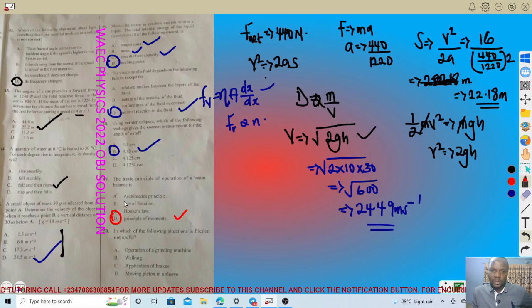The last question, but not the least, question 50 says, in which of the following situations is friction not useful? Operation of a grinding machine, friction is useful. Walking so that you won't fall, friction is useful. Application of brakes, yes, the frictional force. Moving a piston, in fact, friction causes a disadvantage. Friction causes about 20 to 25 percent disadvantage in a piston. So dear students, that is the answer to this.